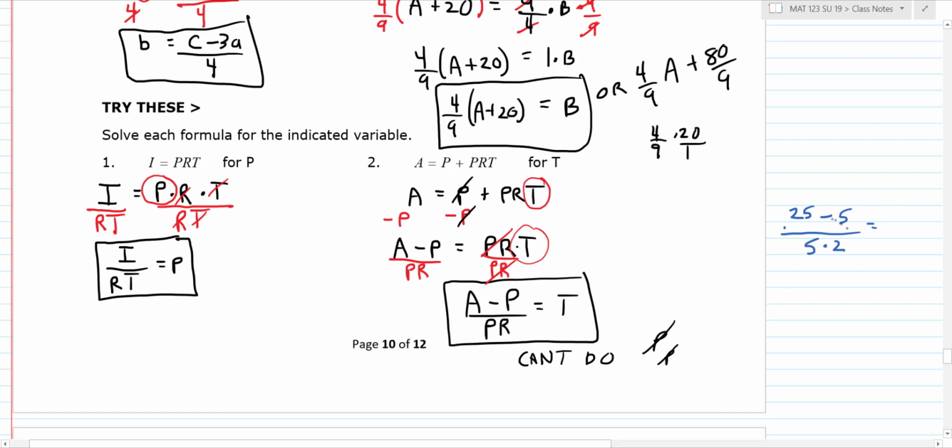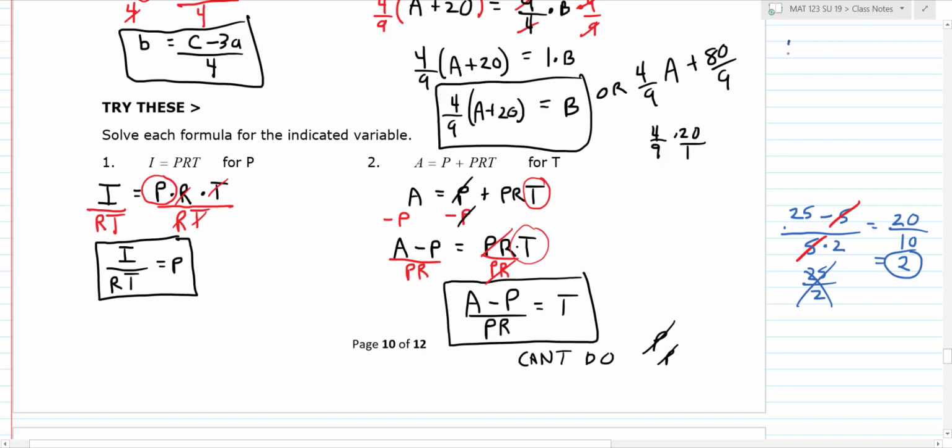So if you work this problem out, here's what you do. You do 25 minus 5 would be 20. 5 times 2 is 10. 20 divided by 10 is 2. That's the answer. Does it work if you cross out the 5s? Absolutely not. Then what would you have left? You'd have what? 25 over 2? No way. It doesn't work. And it's because of that subtraction sign. That's what keeps that from happening.